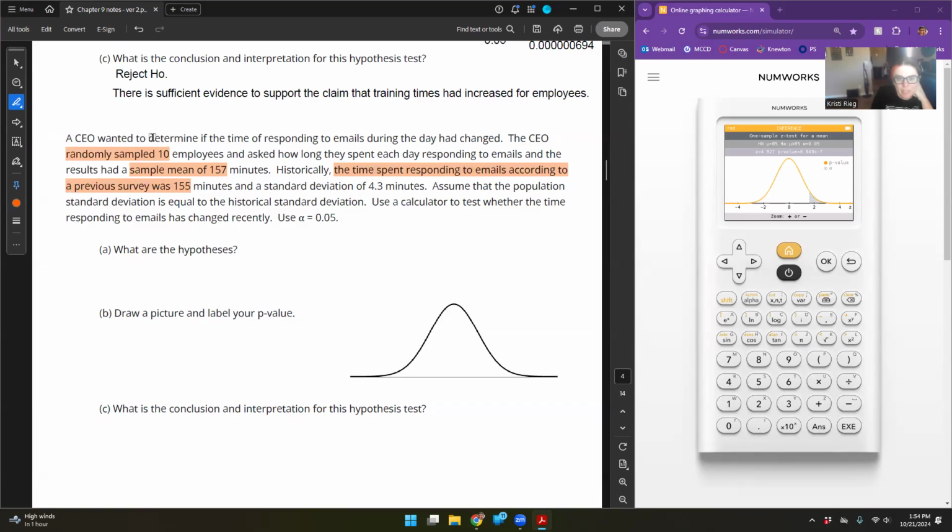And then the other part, they want to determine if the time responding had changed. So I'm just going to combine those two thoughts. Is the time changed from 155 minutes?